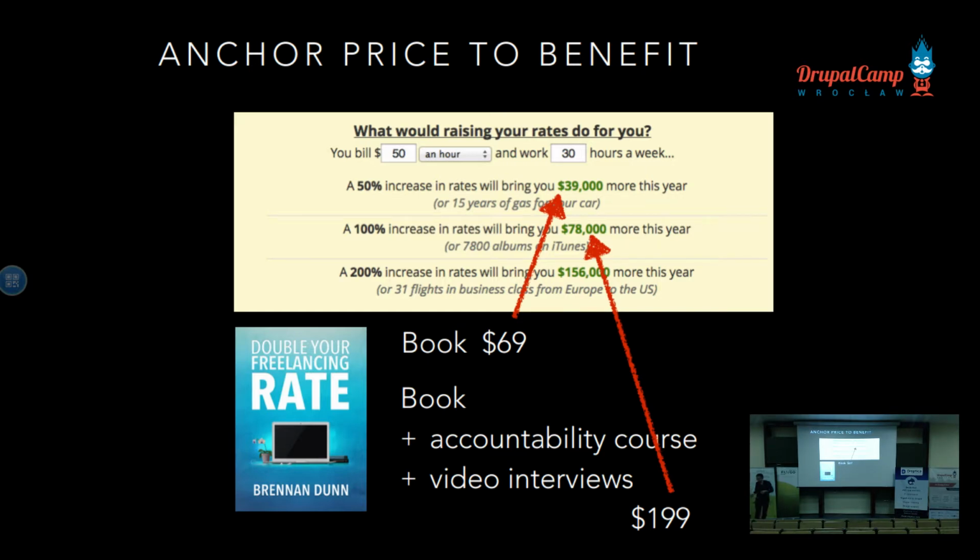And then he offers another tier. He offers an accountability course and video interviews. And you may think, okay, if I take this extra tier, I may actually be able to make a 100% increase in my rate. So you start comparing $199 against $78,000. It's a very easy decision. You know, obviously, you've got to trust Brennan. You've got to trust that he's actually going to deliver. But like I said before, he's blogged about it. He's got you into his email list. He's built trust over a long period of time. So at this point, you already trust him.